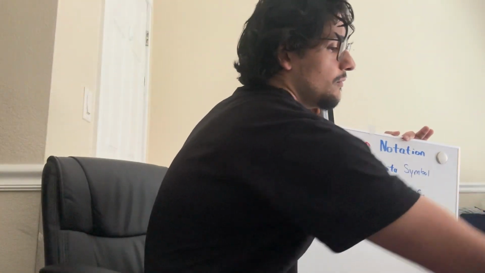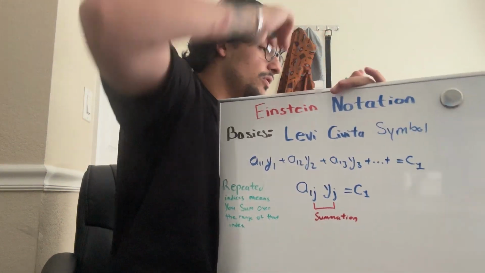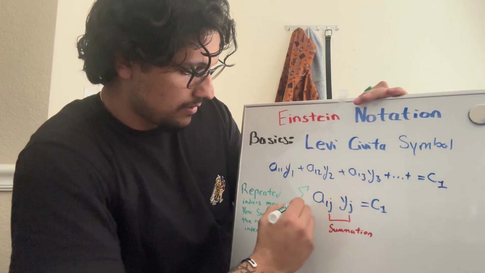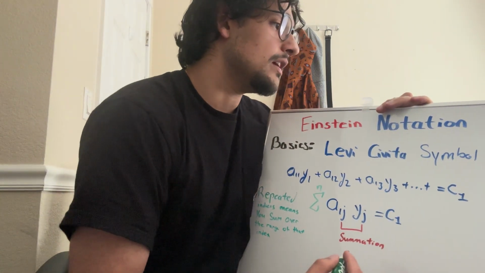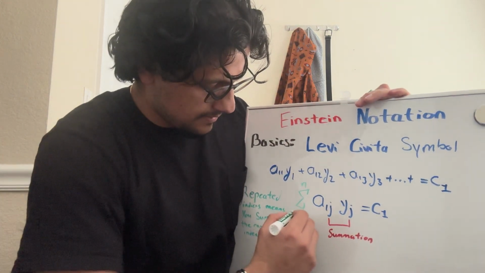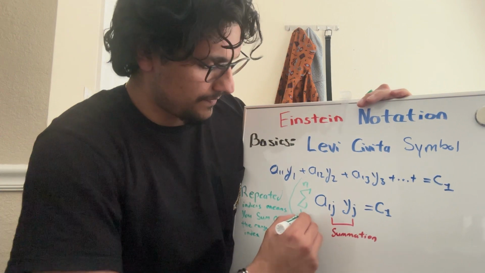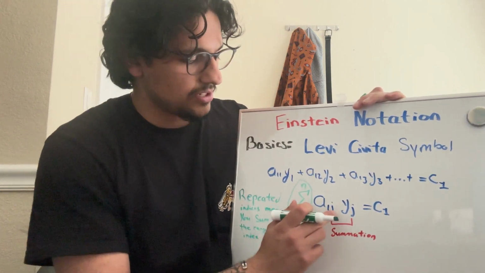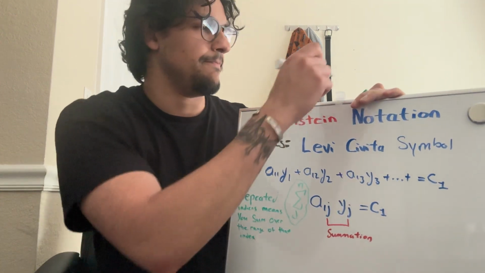For example, what this essentially says is there's this invisible summation sign here, and that is over j. This is invisible. I'm not supposed to see this, where essentially it adds up all the j's together, and hence it gives you the c1.